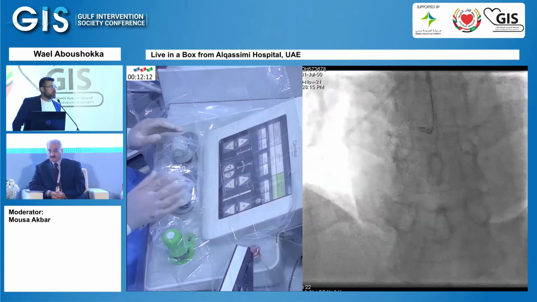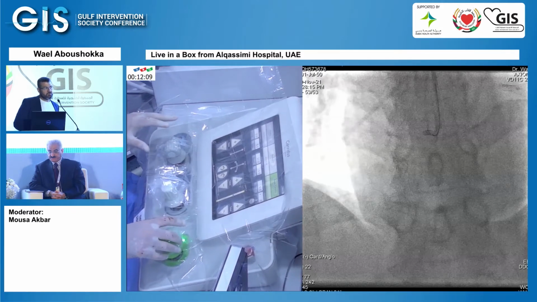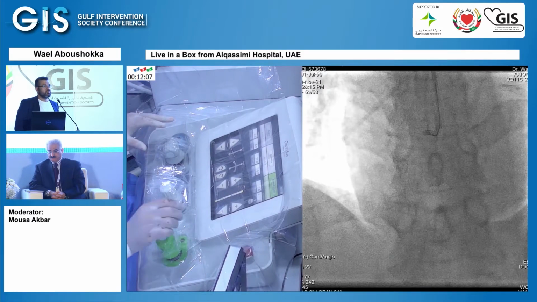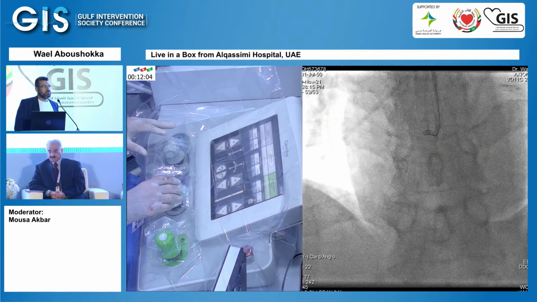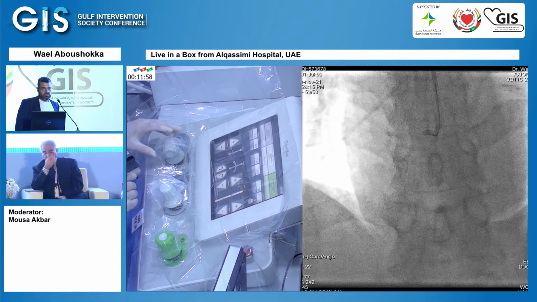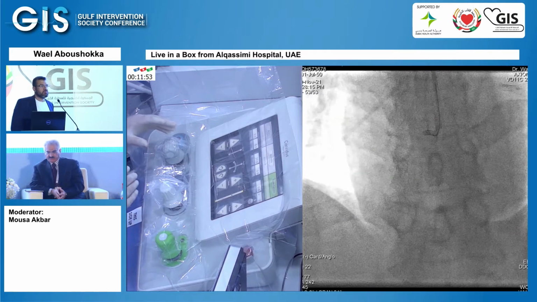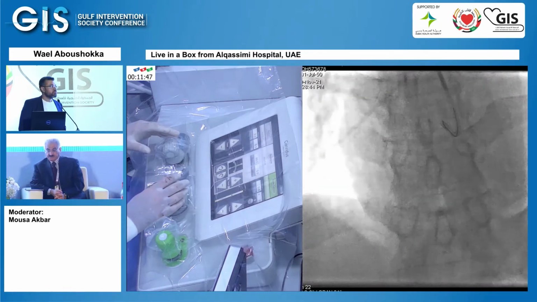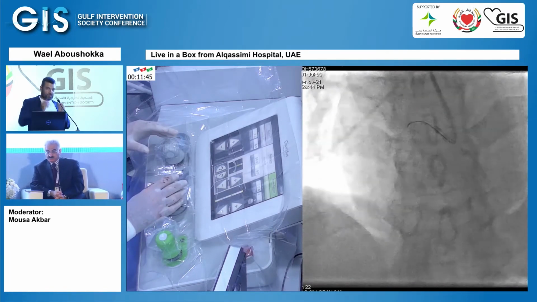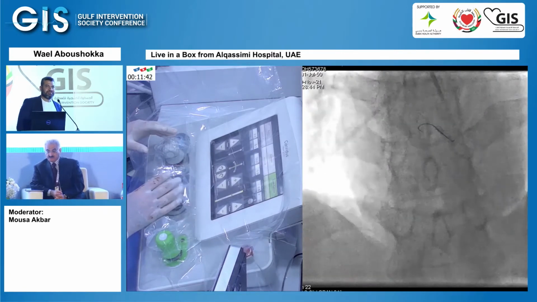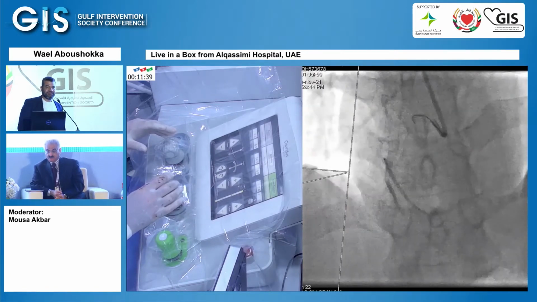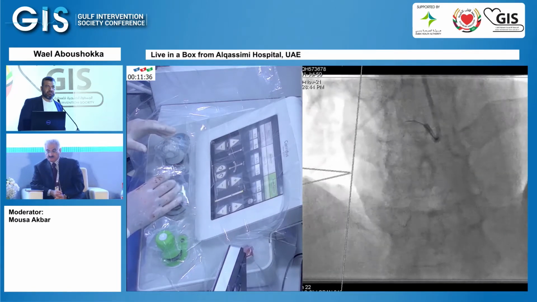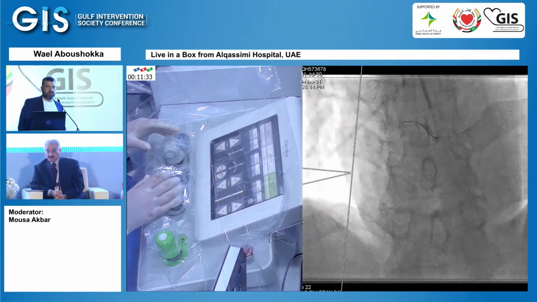So now we have three handles, the green one for the guiding. It rotates and pushes and pulls the guiding. We have the middle one for the wires, and the left one for the balloons or stents or whatever equipment, maybe IVUS. So now we are advancing our wire. We use small test. So we are going to this small side branch, maybe a conus branch.